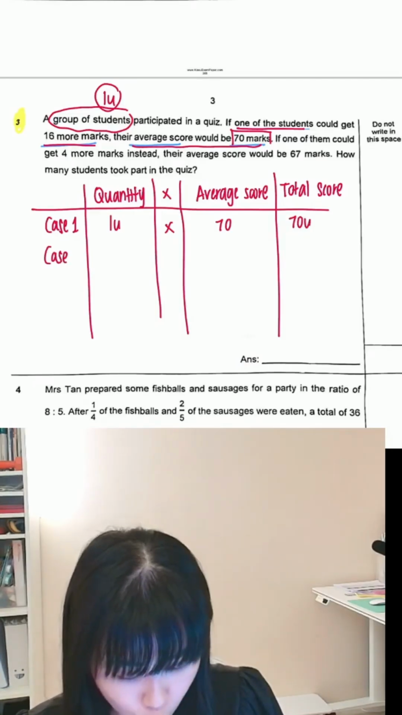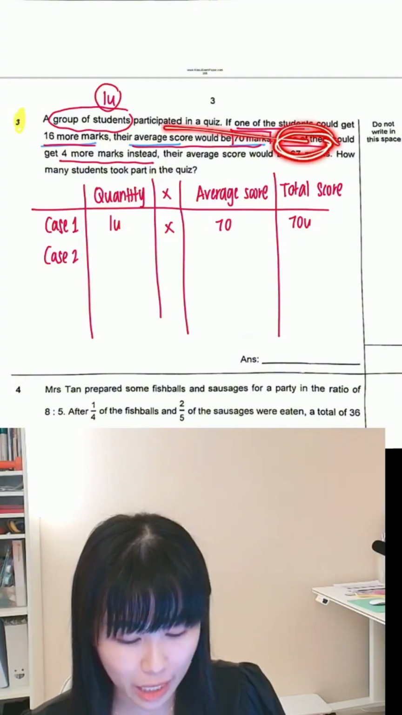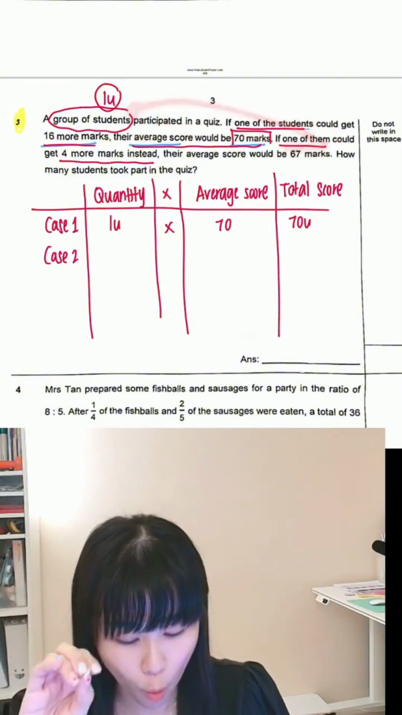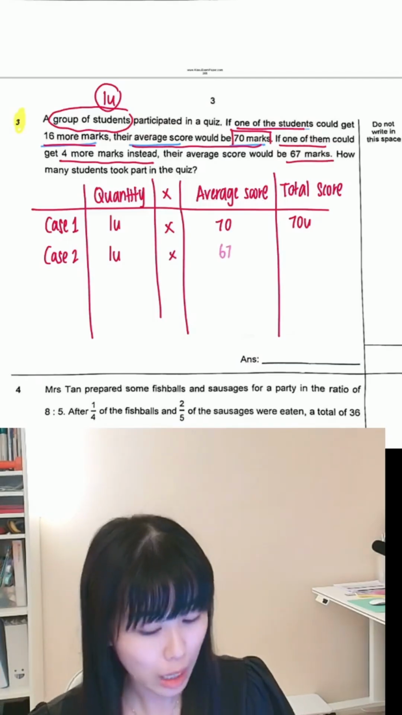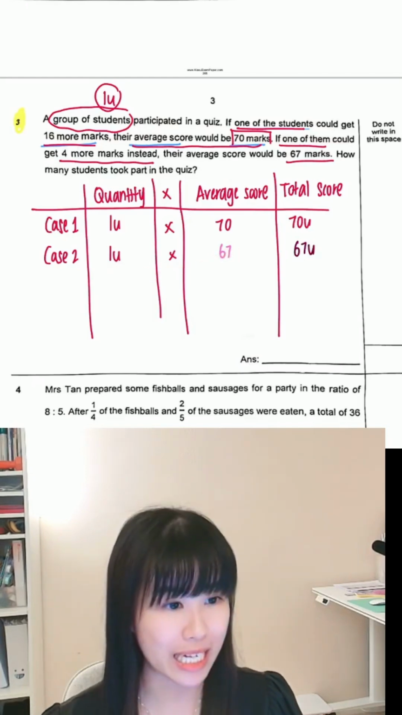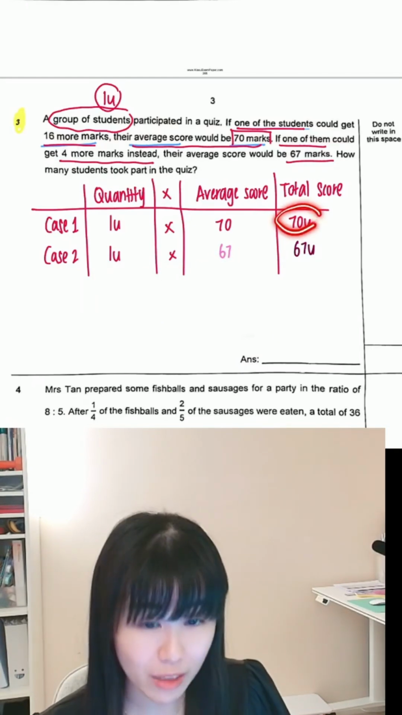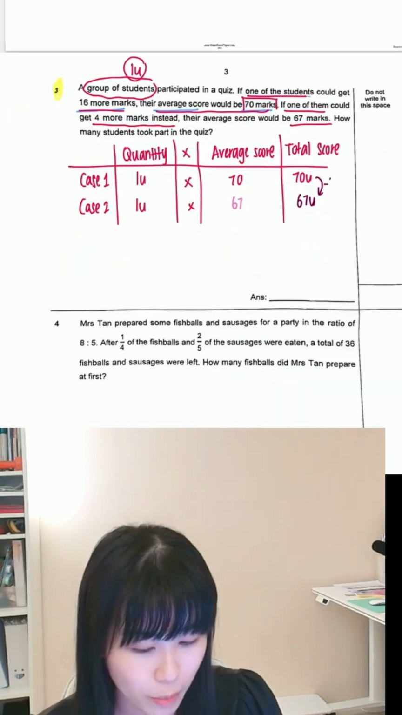Case number 2, if one of them could get 4 more marks instead, that one of them is still inside that group of students. You never add extra. So your quantity is still 1 unit. Now your average is 67 marks. So now your total marks is 67 unit, because 1 unit times 67. Your total marks from 70 unit becomes 67 unit. It decreased, right? Total score decreased by 3 unit.